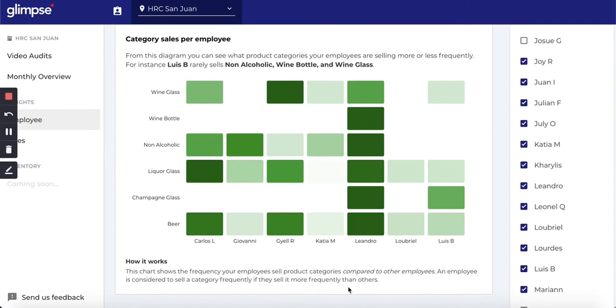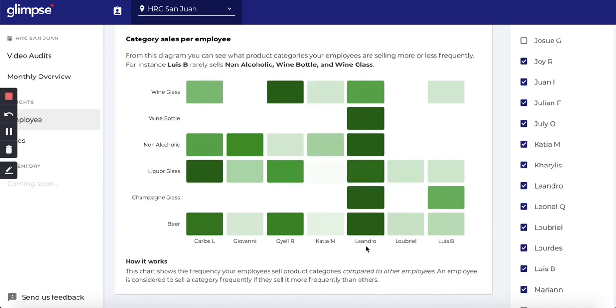And we can certainly see that Katya is very rarely selling beer, wine glasses, and sometimes selling non-alcoholic. However, the more high-ticket items, she's not really selling at all: wine bottles, liquor glasses, champagne glasses. So this really just gives us an opportunity to see, are the employees comfortable suggesting all kinds of different products? Are they maybe not as aware, and maybe they need more training in understanding how to sell a wine bottle to their customers or how to recommend a champagne glass to their customers?